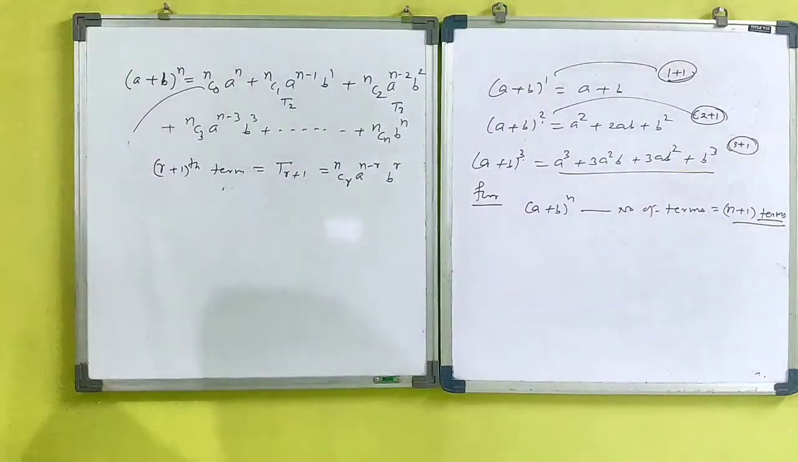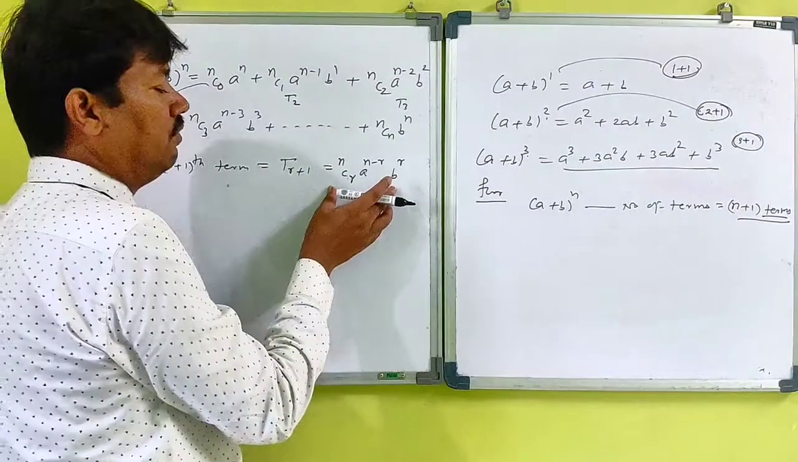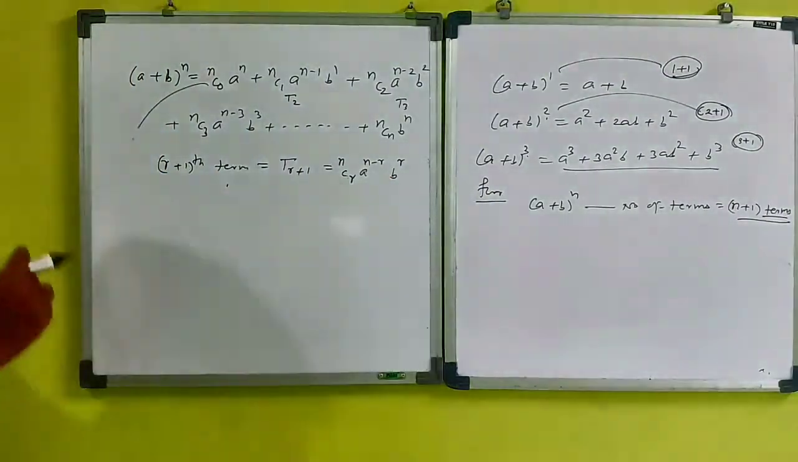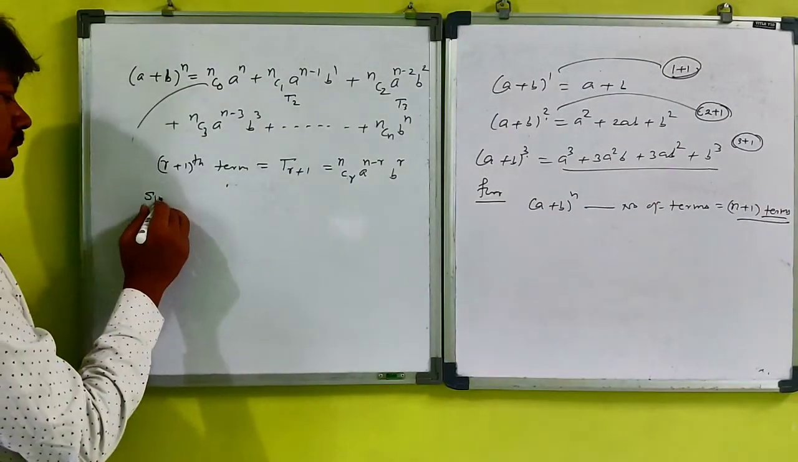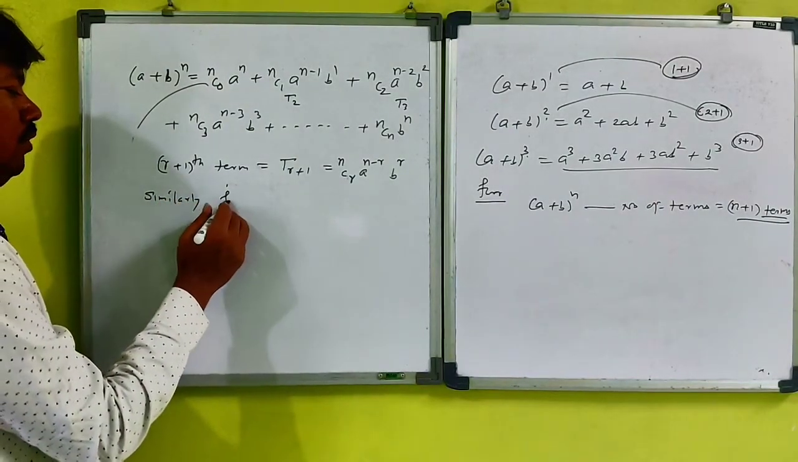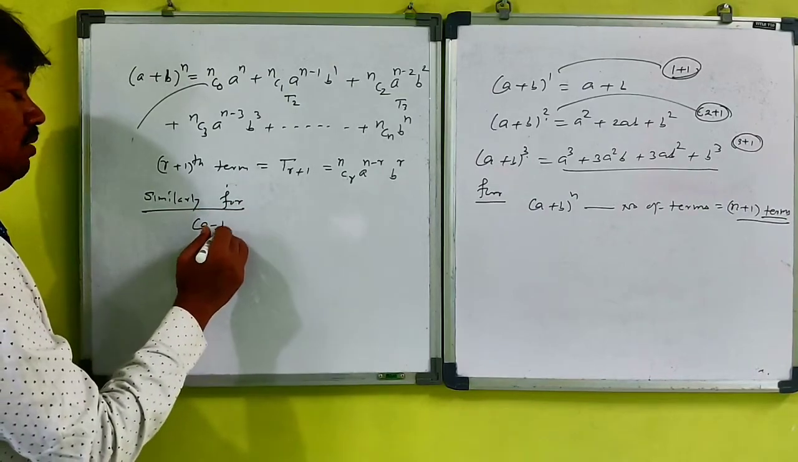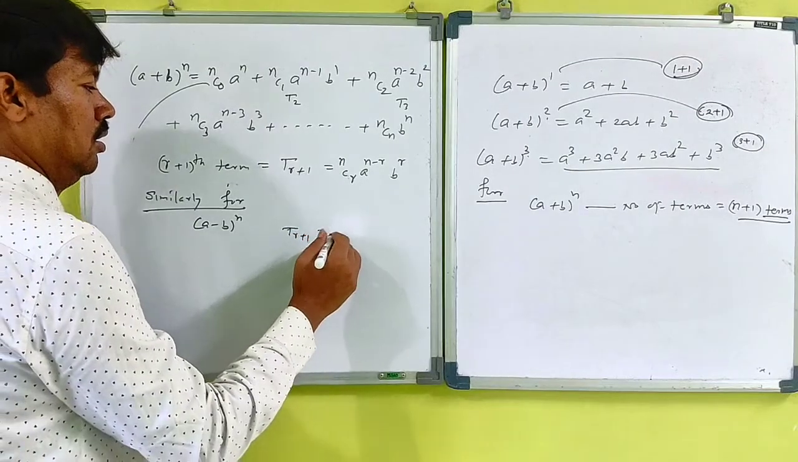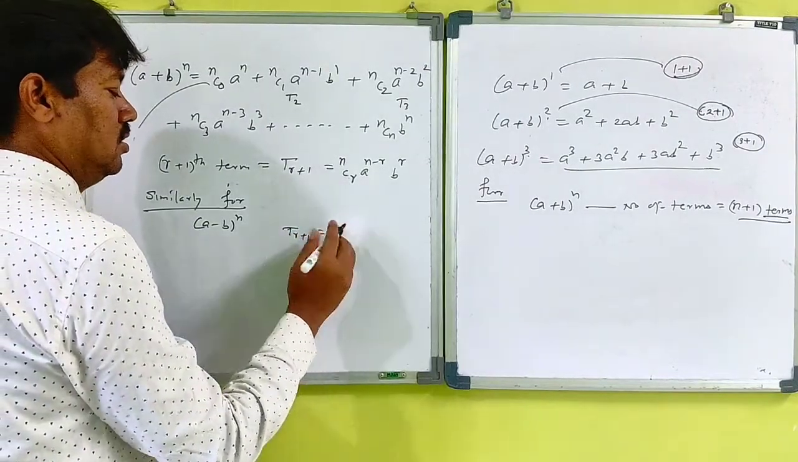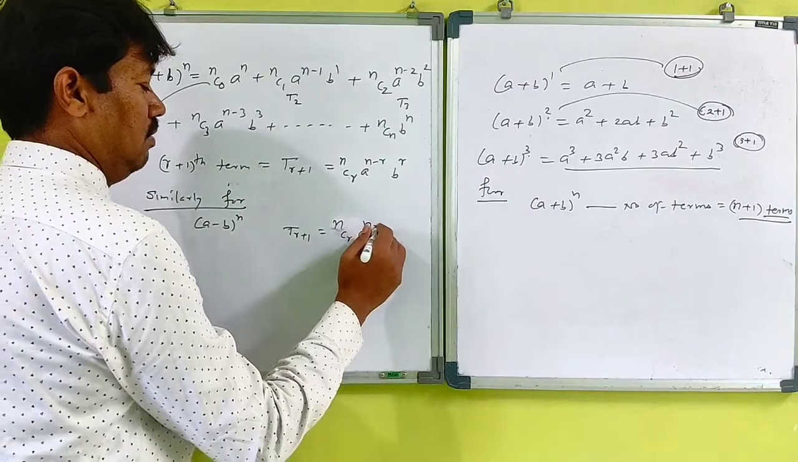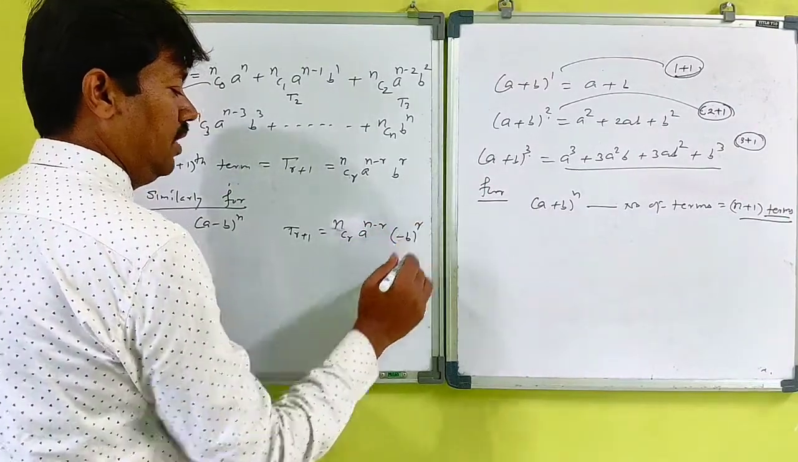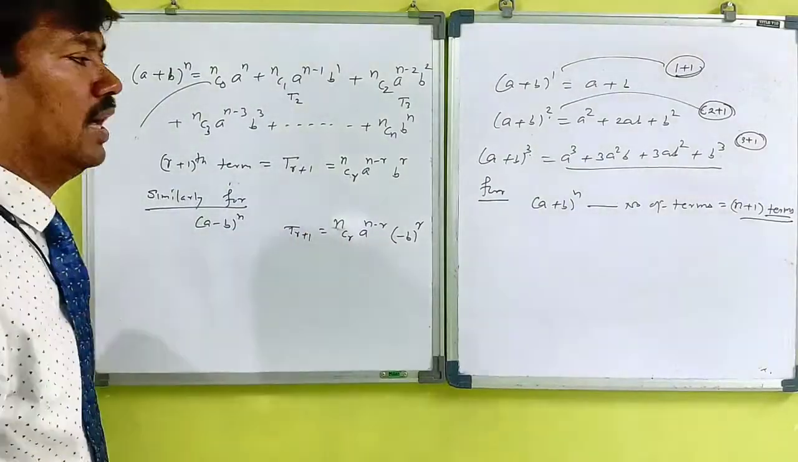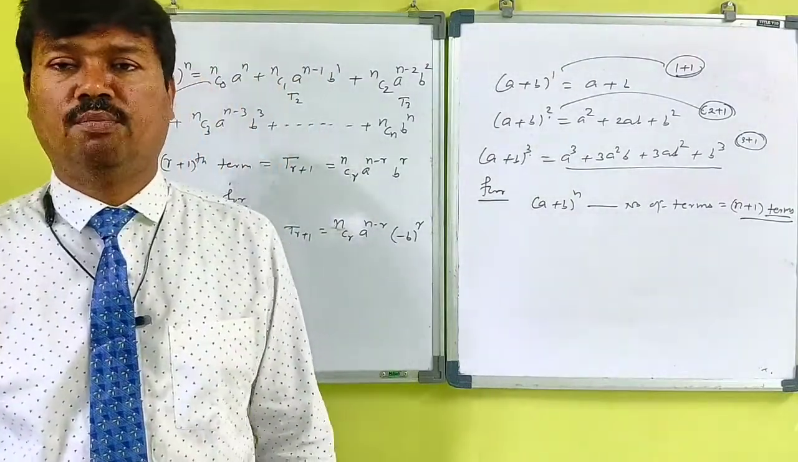So like this, whenever you want to find a particular term, you have to find the value of r. And similarly, if it comes to (a - b) raised to n, then T(r+1) will be nCr a^(n-r), and only you have to replace b with minus b, that's it. Because minus means you have to put the value of b as minus b in the formula.